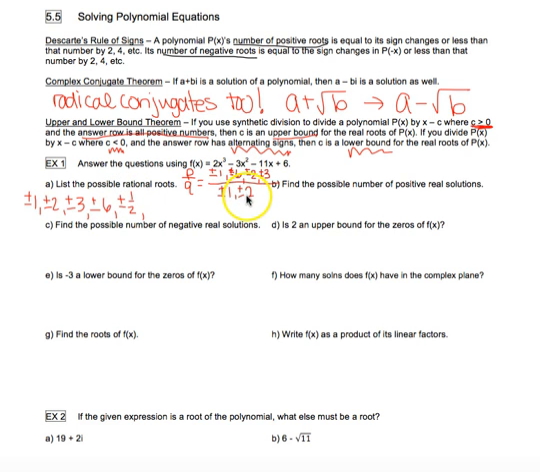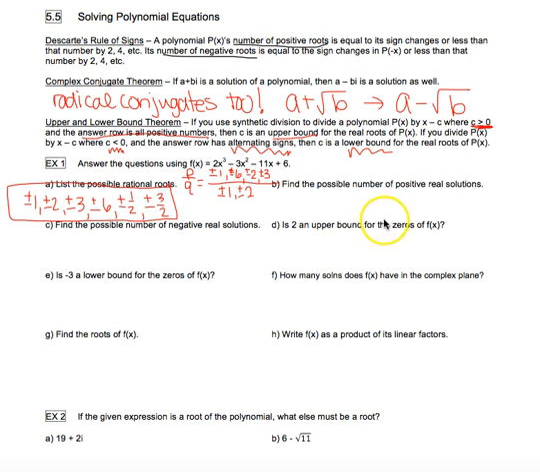6 over 2 reduces to 3, and I already have that in the list, so I don't need to list it again. 2 over 2 reduces to 1, also already in the list. 3 over 2 does not reduce, so that rounds out our list. These would be our possible rational roots.